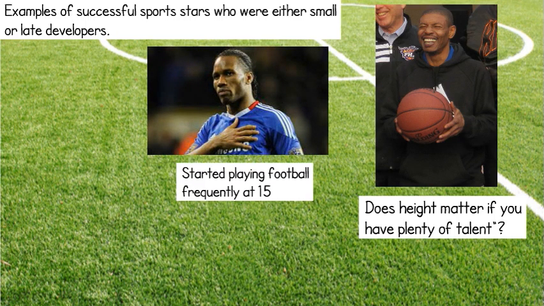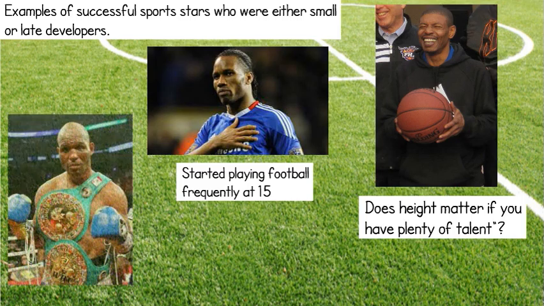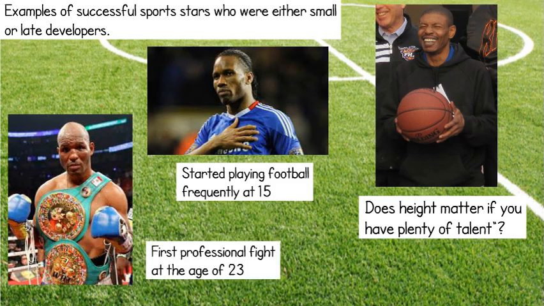My second player who I came across was Didier Drogba. Didier Drogba did not begin to play frequently until he was 15 years old. A lack of training and a string of injuries held back the Ivorian, meaning that he would not sign his first professional contract until the age of 21. Third and finally, Bernard Hopkins had his first professional fight at the age of 23 years old. This is very late for a professional fighter, but then he made a name for himself in the boxing industry.